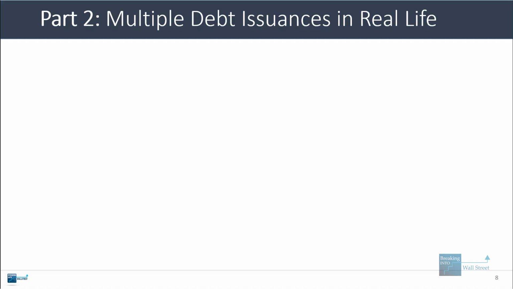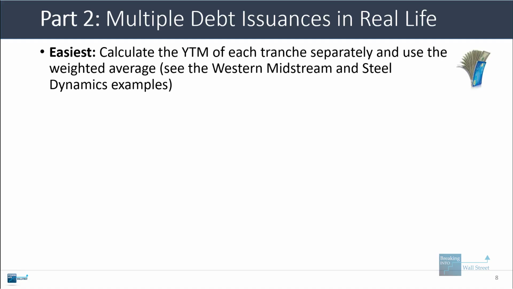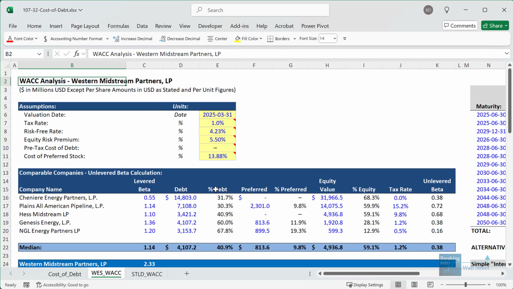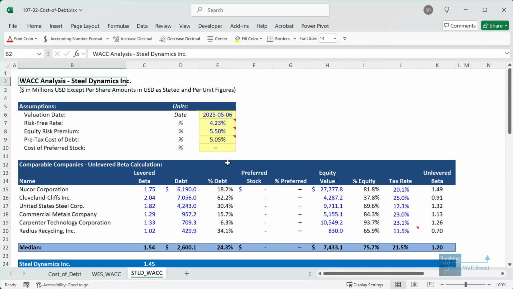So on this issue of multiple debt issuances in real life, the short, simple answer is that you calculate the yield to maturity of each tranche separately and then use the weighted average. So I have two examples in the Excel file here. One is for Western Midstream Partners, a pipeline company in the US, and then the other is for Steel Dynamics.